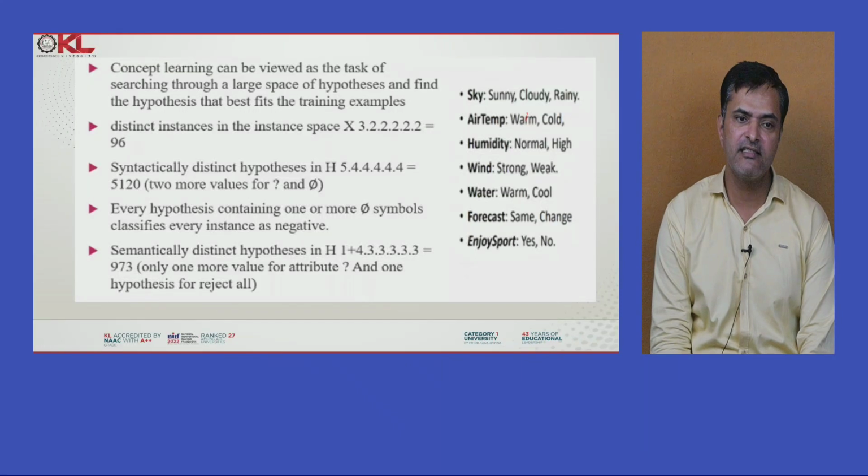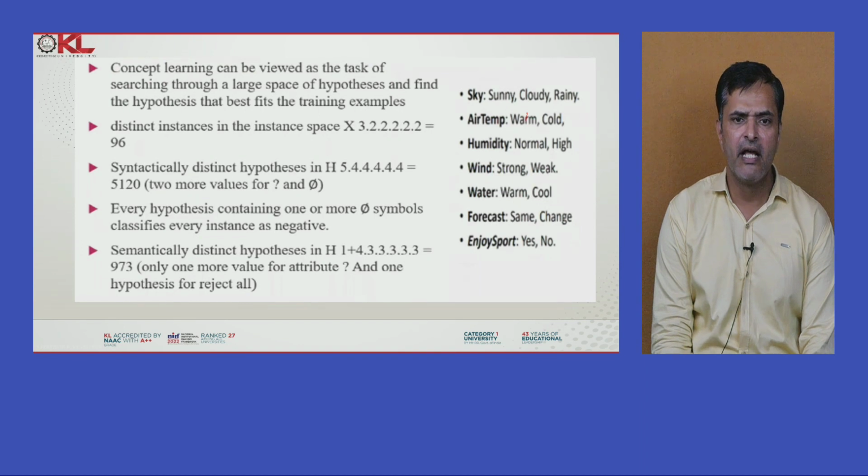Every instance is negative. When the instances are negative, then we introduce the phi value. And the semantically distinct hypotheses in this one is h1 plus 4, like that.